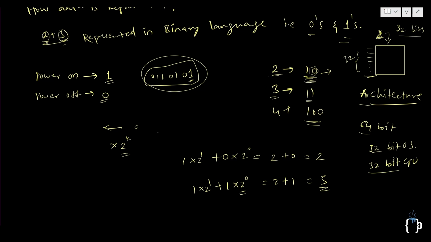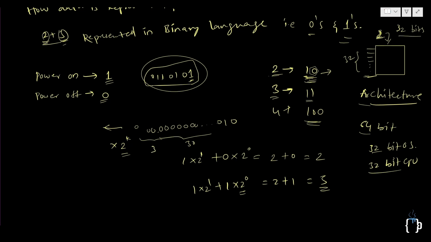Let me show you how it is represented. 0 0 0 0 0 0 0 and so on. Say there might be 30 zeros, and the last 2 bits will be 10. This is how 2 is represented in 32-bit architecture. Likewise for 64-bit architecture, there will be more zeros here.